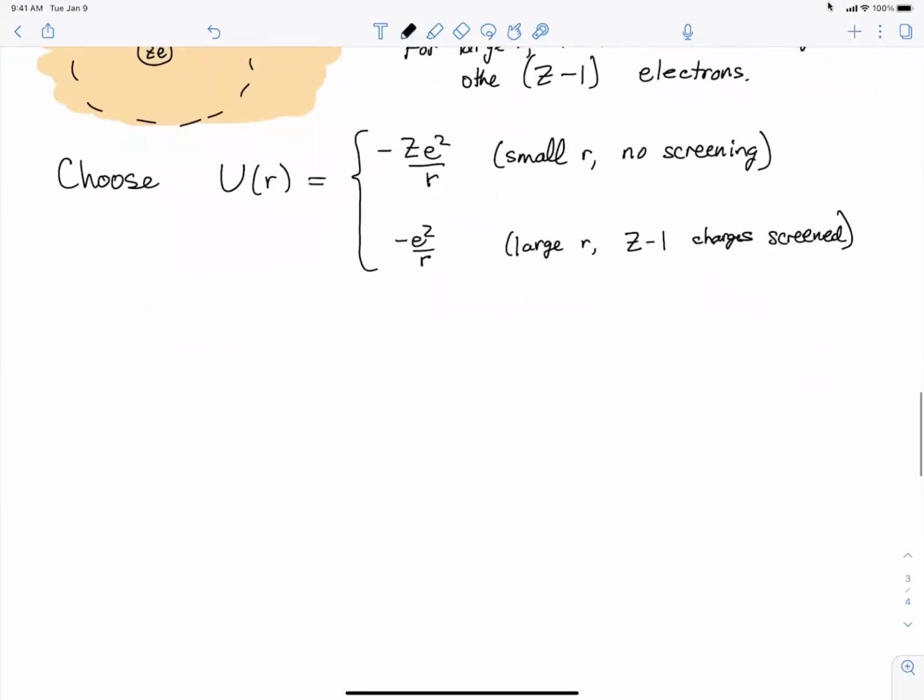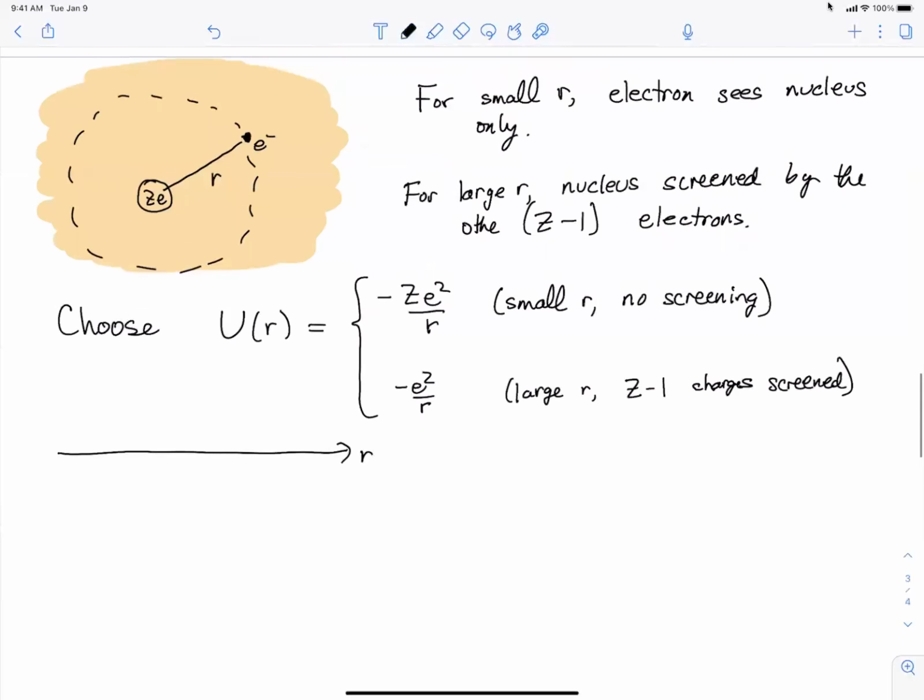So if we draw a picture of what our potential looks like, our U of R potential. I'm sorry, Professor. I fell behind. Could you scroll up a little bit? Thank you.